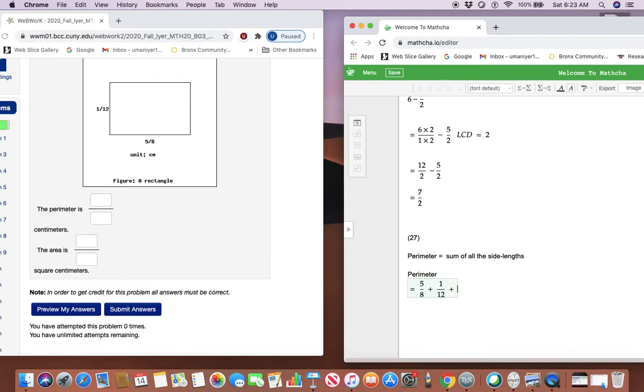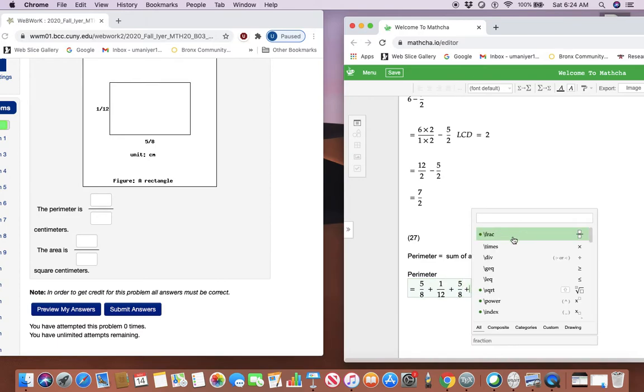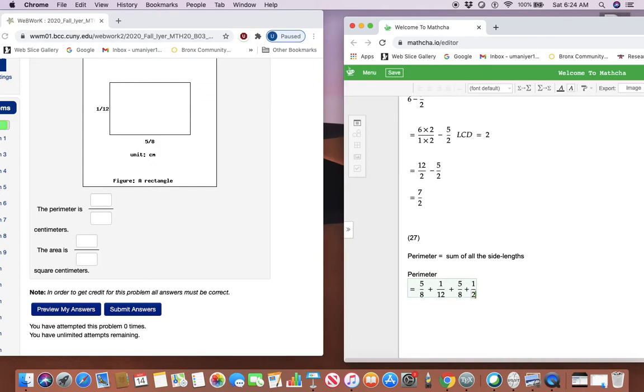Okay, and I repeat. Why? Because I have two 5 over 8s and two 1 over 12. 5 over 8 is here and here. 1 over 12 is here and here. So I have to add all the side lengths up to get my perimeter. So that fetches me what?